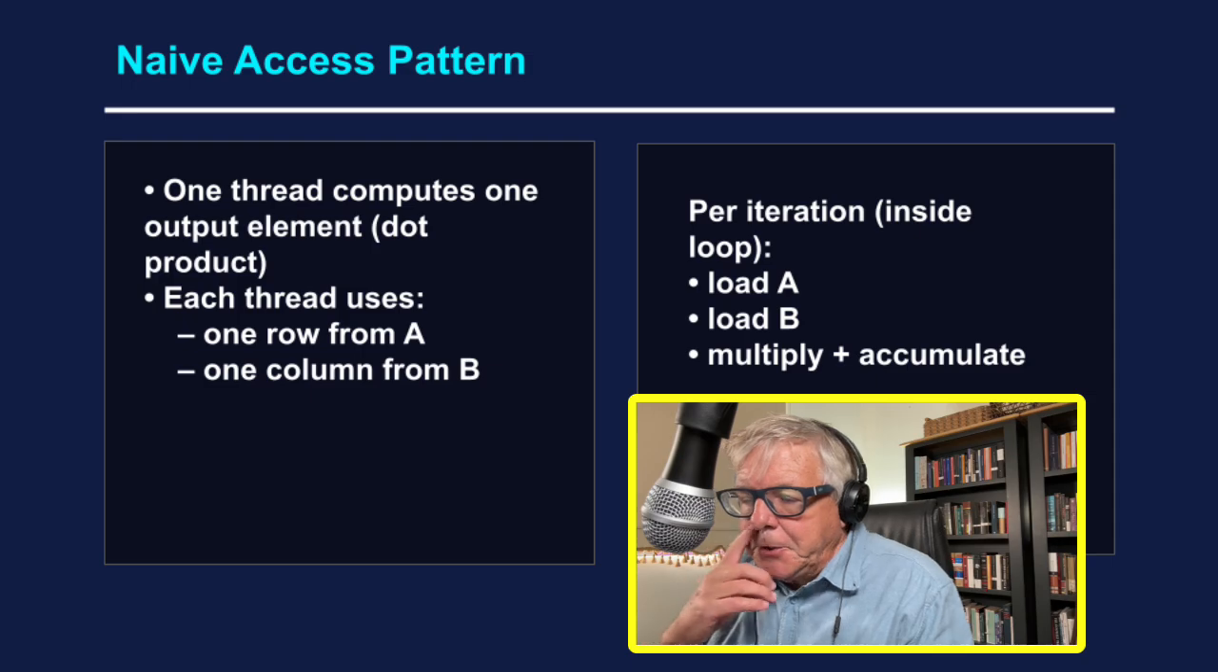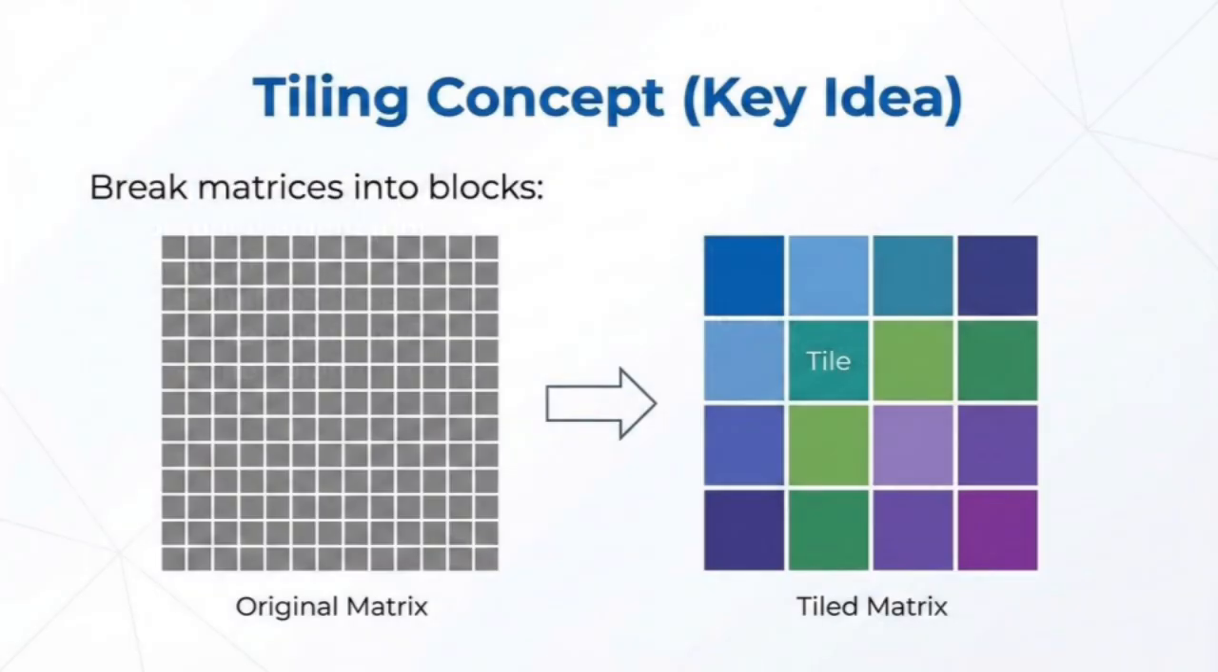Here's a diagram. It shows the basic concept of tiling. It's not complicated. You take an original matrix and break it into smaller sections called tiles, and work on each section at a time. So tiling changes this. Instead of every thread loading its own data, threads cooperate to load a block once into shared memory and then reuse it.